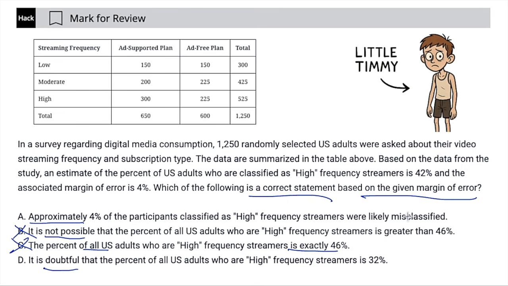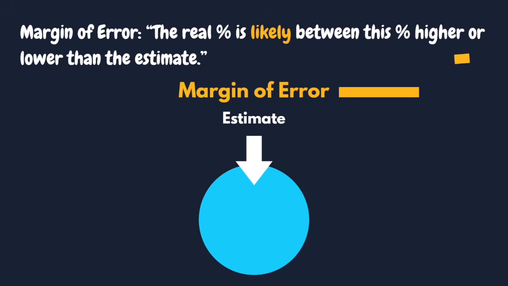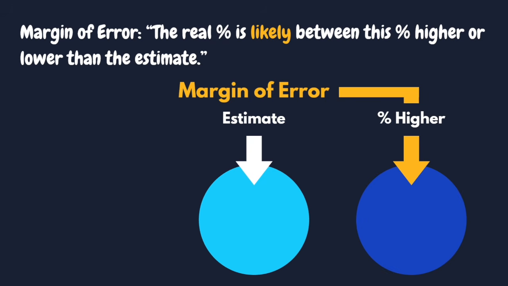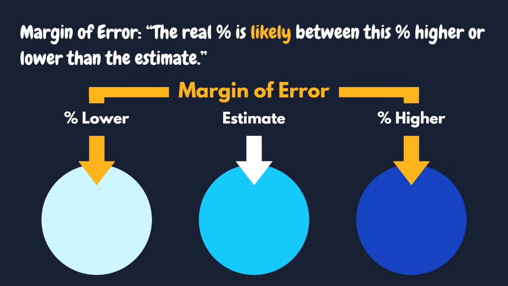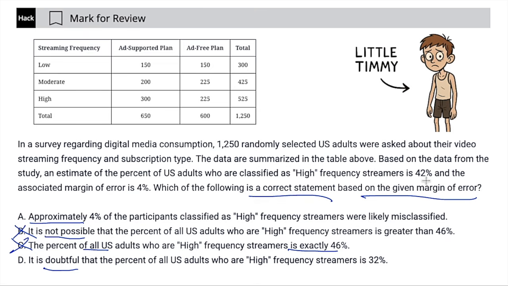So it's asking about given margin of error. And as you guys ought to know, a margin of error is basically going to be a range that goes below and above the results of the study. So in this case, since our result was 42 and our margin of error is 4, we would go 4 below 42, so that'd be 38, all the way up to 4 above 42, which would be 46. So if we look at choice A, it says approximately 4% are misclassified. That actually has nothing to do with margin of error.